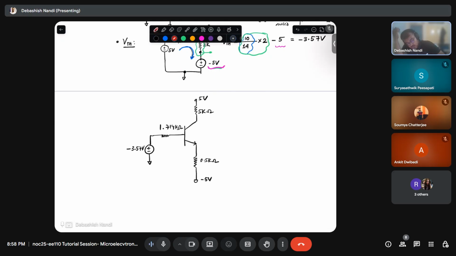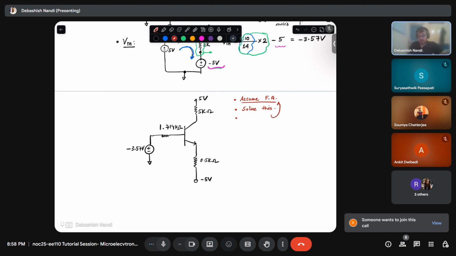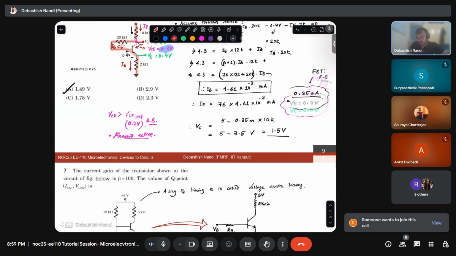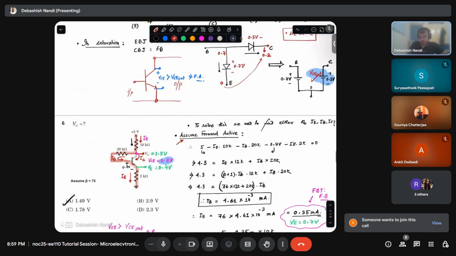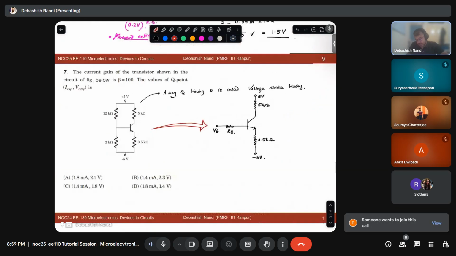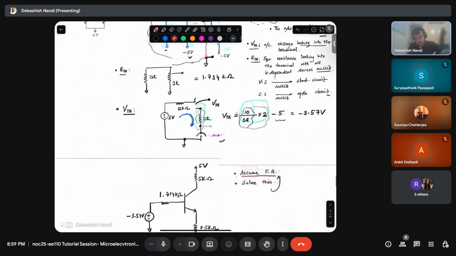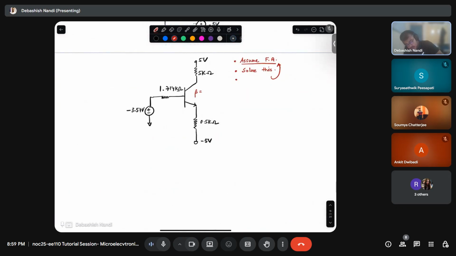So now what you need to do: assume forward active, solve this, and then re-verify this. That part I leave it to you. I will post the solution because time is running out. So you have this beta equal to 100 that you need to use, right? So beta is equal to 100.